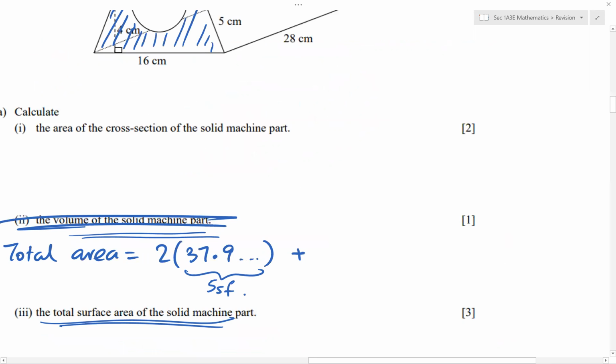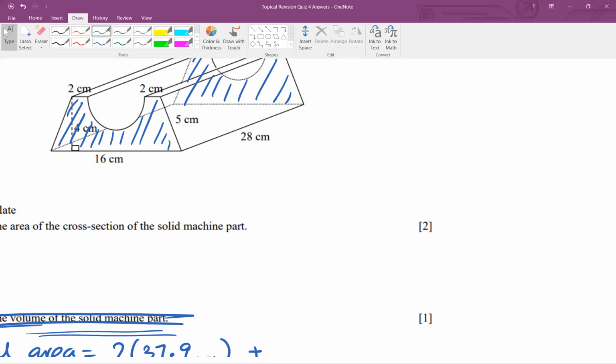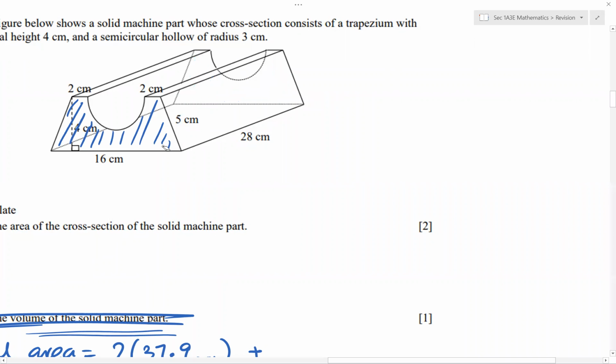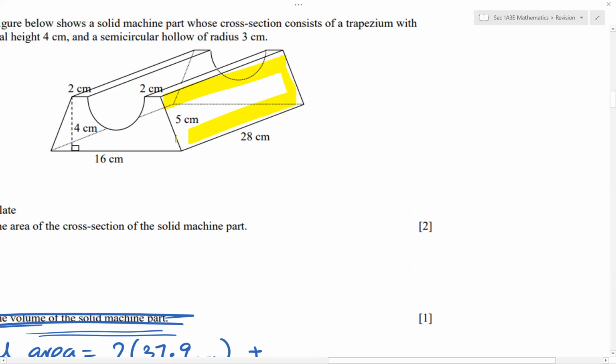Now, we need to add the rest of the faces. We've got two slanted surfaces. We've got one flat surface at the bottom. We've got two flat surfaces at the top, and one curved surface. If I add everything up separately, it takes a very long time, and you are doing repeated work. Where is the repeated work? Let's take a look at the first slanted area. For example, this rectangle. How do we find this area?